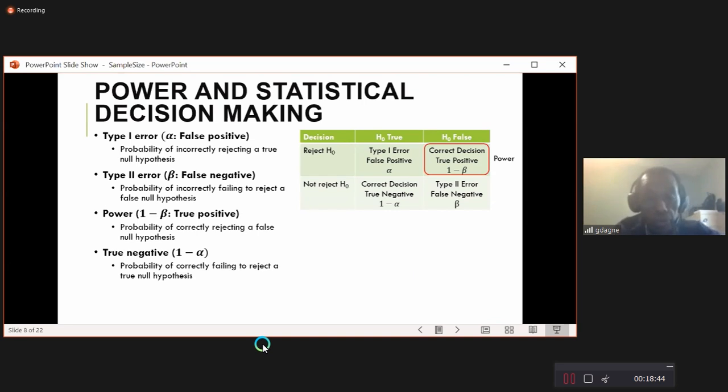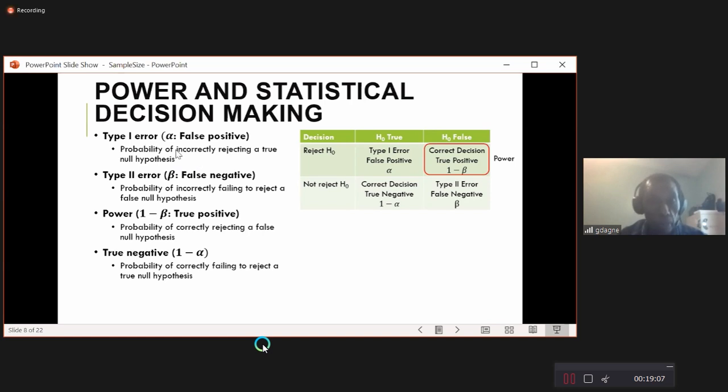Here is something you already know. Let me divide these things. On the left side, some definitions that all of you know. We have type 1 error, type 2 error, power, and the truth center. The definitions are given here under that.